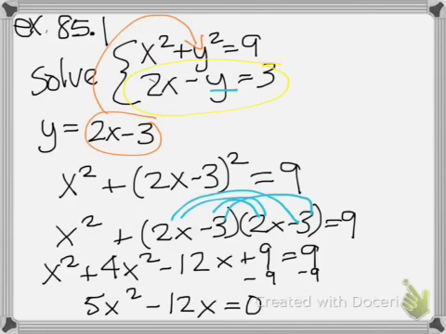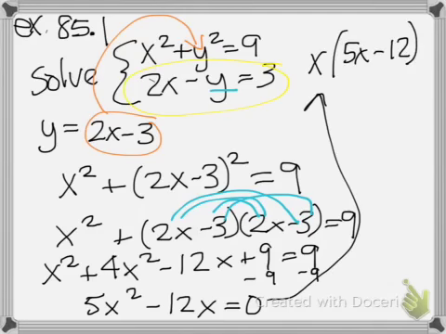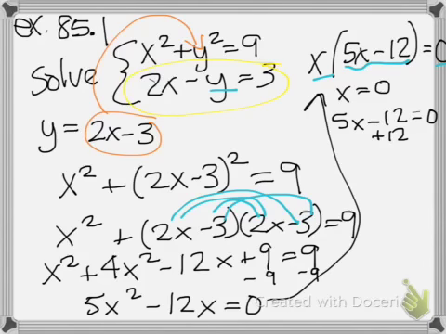So we get 5x squared minus 12x equals 0. And now we can just pull an x out of that equation. So we get x outside of 5x minus 12 equals 0. And then we can set x equal to 0, and then we'll set 5x minus 12 equal to 0. So x equals 0 is easy, it's just x equals 0. And then 5x minus 12 equals 0, add 12, divide by 5, and we get x equals 12/5.